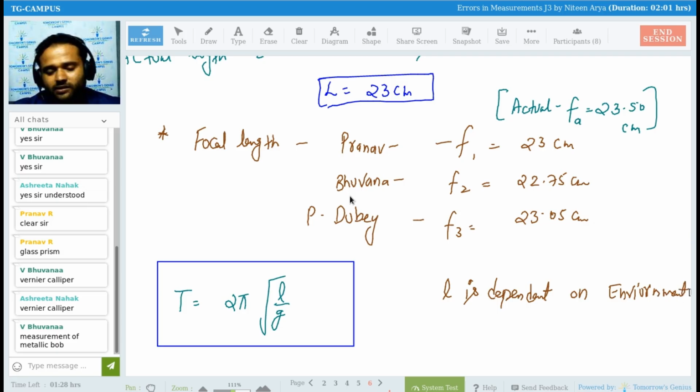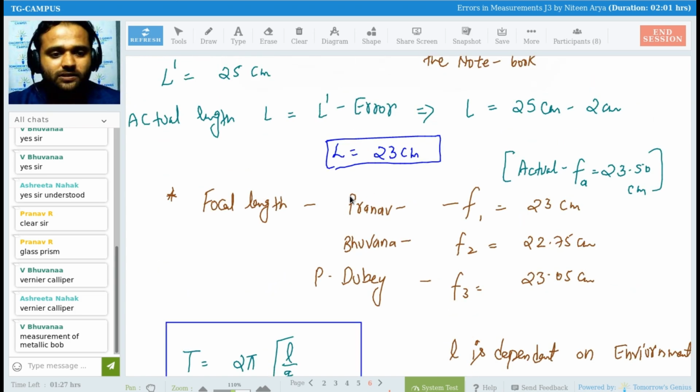Environment, or basically temperature. And then g is dependent on environment also, basically height, depth, and so on. So if anyone is going to be changed due to the environment, the time period is going to be changed. Clear, everyone? So that is your environmental.